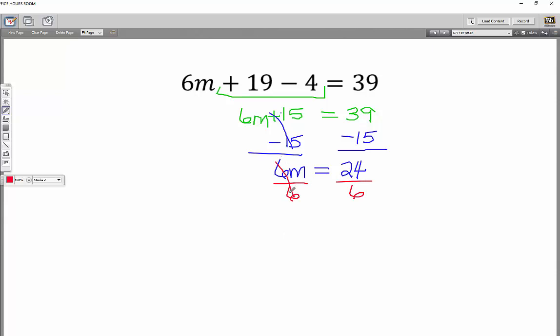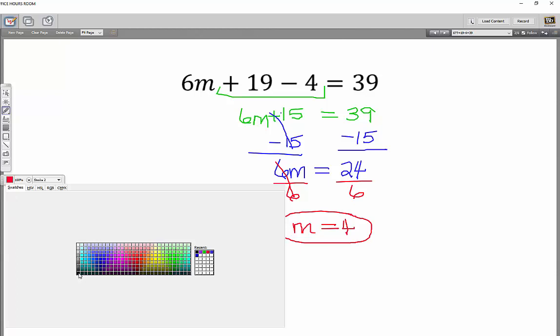6 divided by 6 is 1, so we get 1m. We know that 1 times m is m. We don't need to write that 1. So our left-hand side of the equation simplifies to be m, and 24 divided by 6 is 4. So we found the solution that m equals 4 to make that statement true.